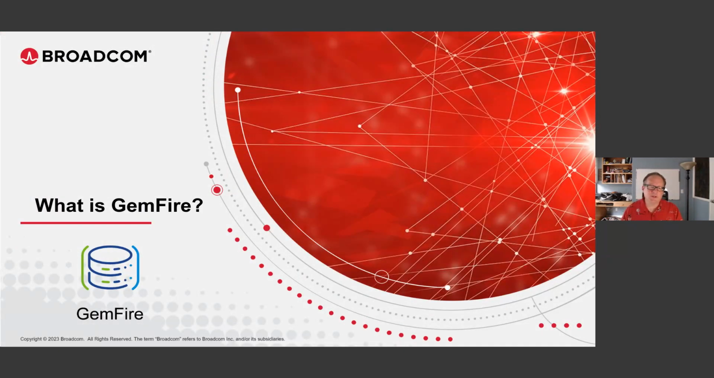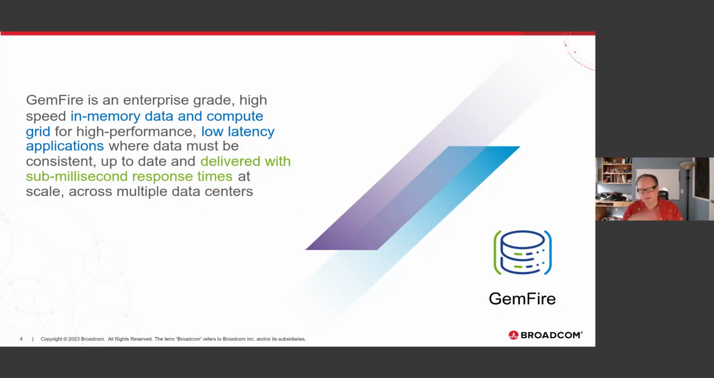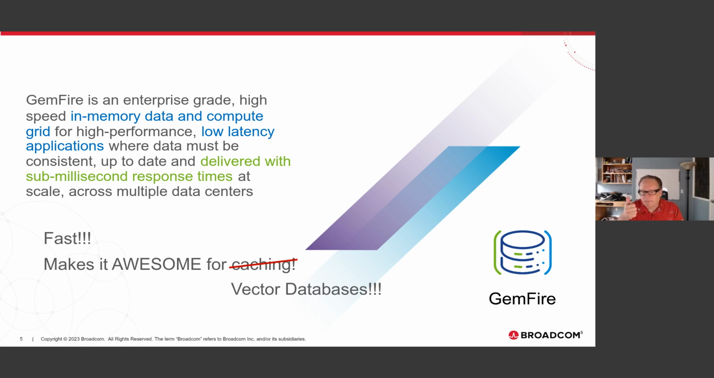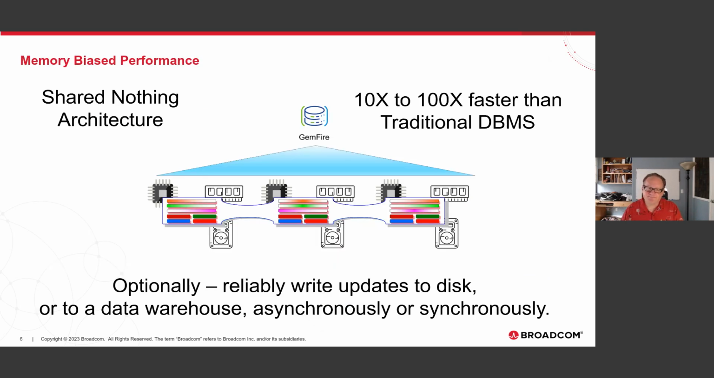Let's start off with what is GemFire. The elevator pitch: GemFire is an enterprise-grade, high-speed, in-memory data compute grid for high-performance, low-latency applications where data must be consistent, with sub-millisecond response, scalable across multiple data centers. In simple terms, it's fast, which makes it awesome for vector databases. Just think about GemFire's in-memory performance, really fast.